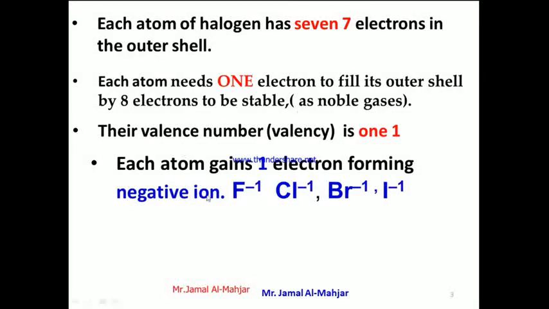Now, what are the points that we have to know here? Halogens are elements in group 7 because they have 7 electrons in the last shell. This is point number 1. Point number 2: each element gains how many electrons? 1 electron, yes, to be stable. That means their valence number, or valency, is 1.